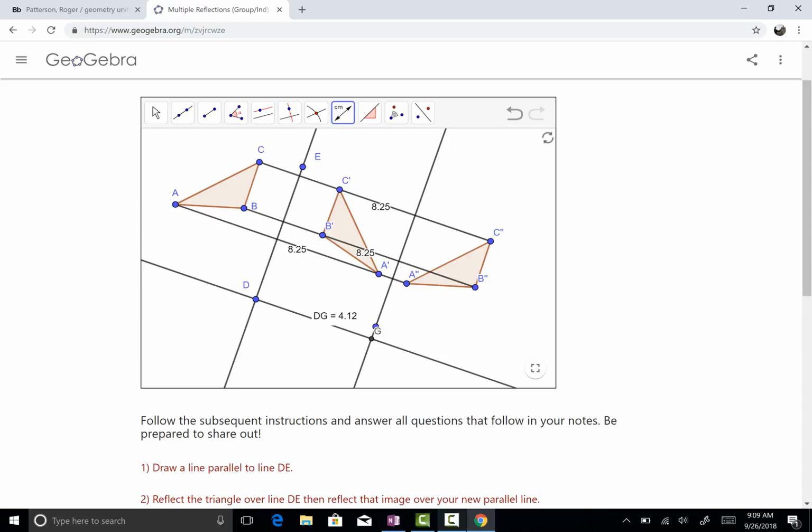Nice job. So when we look at these two triangles, the ABC triangle and the A double prime, B double prime, C double prime triangle, how are those two triangles related? What transformation is that one? What would take us from ABC to A double prime, B double prime, C double prime? I know it's a double reflection, but can we do it in one single transformation?